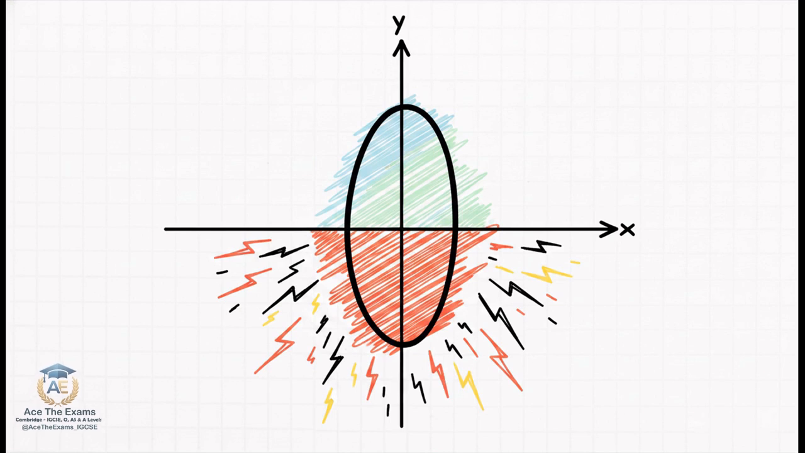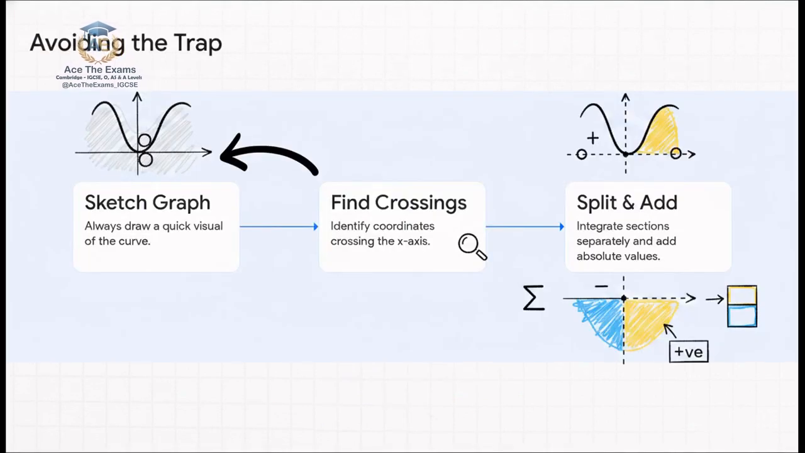But if a curve weaves above the x-axis and then dips below the x-axis, and you just blindly integrate from the very start to the very end in one single go, that negative area from below the axis is going to mathematically subtract from the positive area above the axis. They cancel each other out, and your total area calculation will be completely, catastrophically wrong. So how do we actually survive this trap?